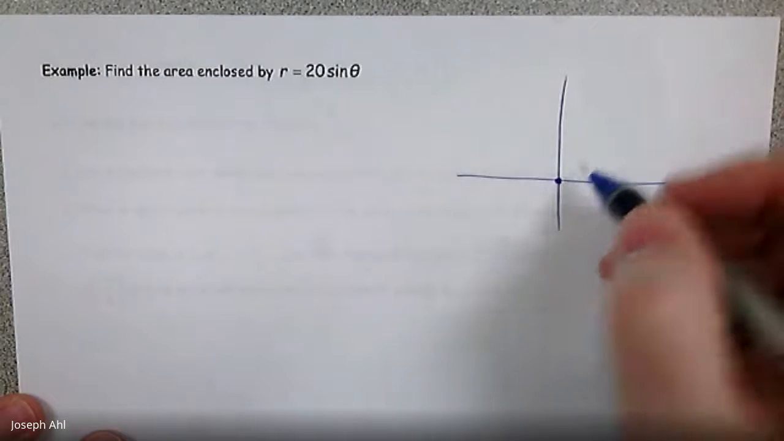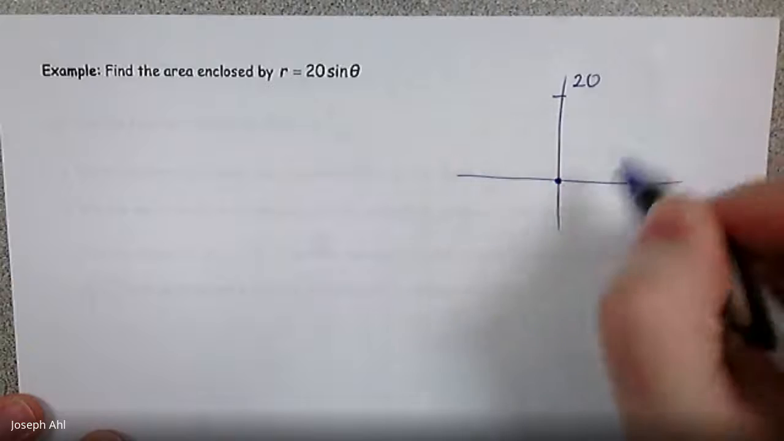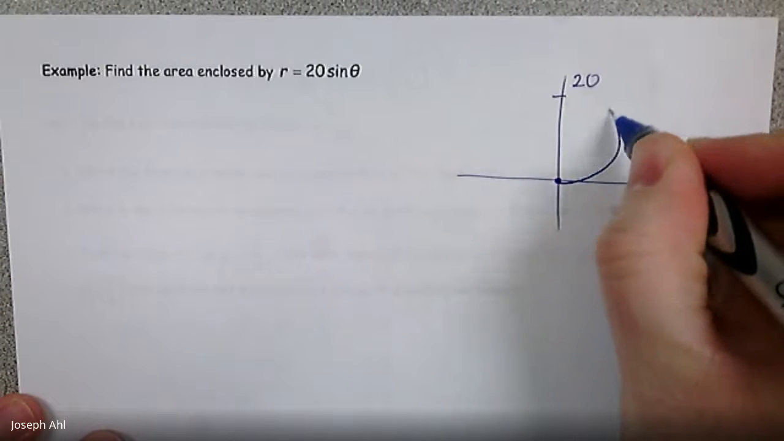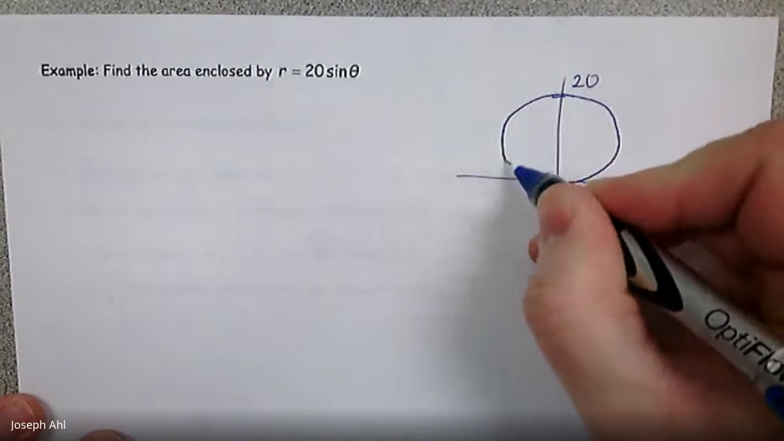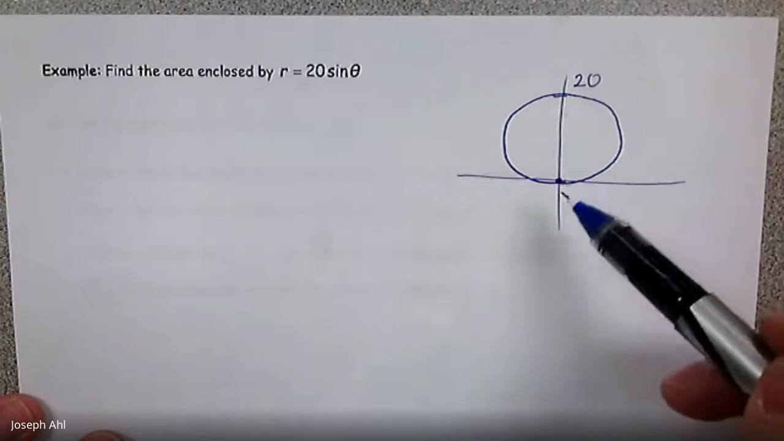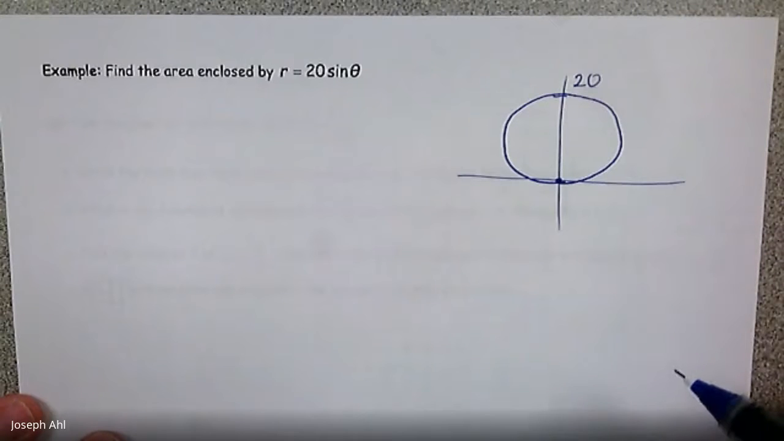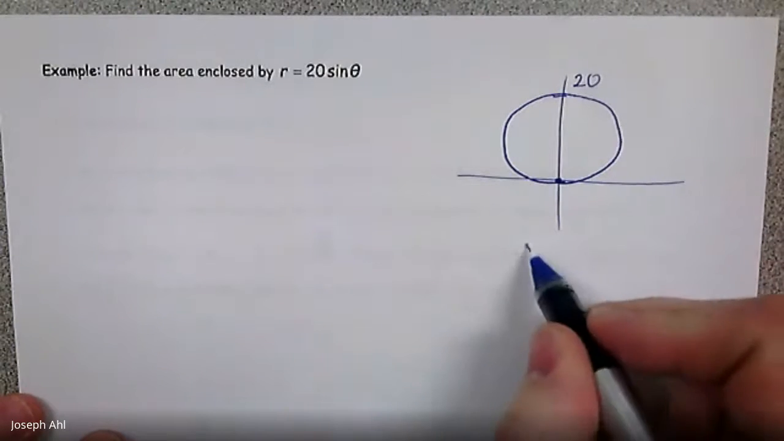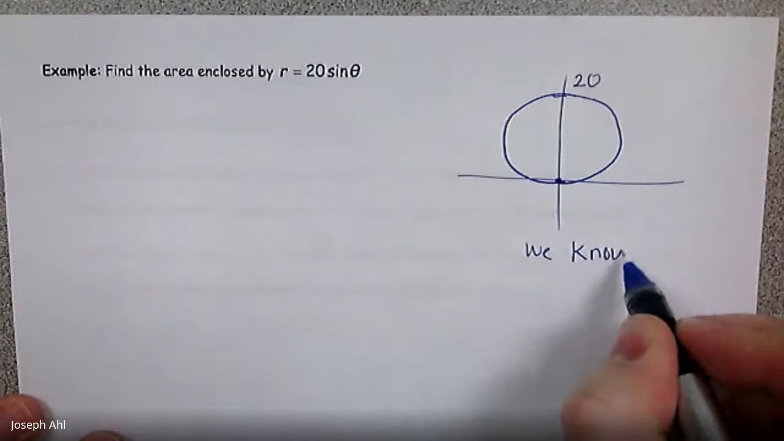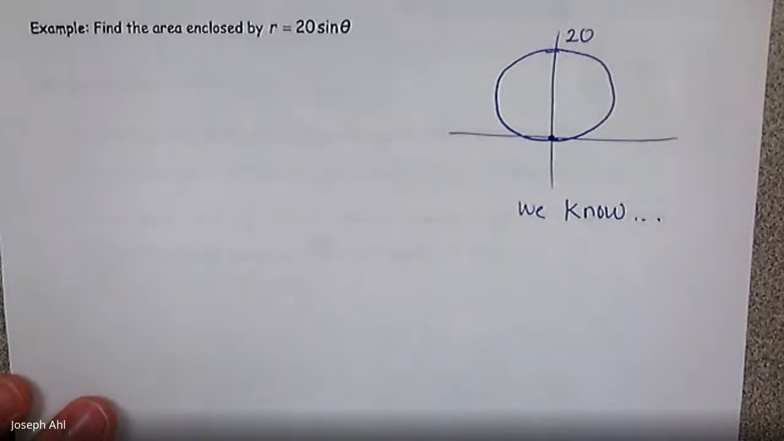So if we plug in, let's say pi over 2, 20 times sine pi over 2 is going to be up here at 20. So it's going to curve around this way, and then eventually it would move back to where we started. So this value of 20 winds up representing the diameter of the circle. But here's what that looks like. So I want to find that area. Well, I'm pretty sure we know the area already, but we're going to confirm this with our new area formula in polar.